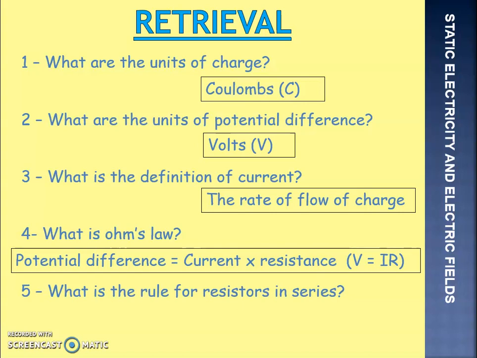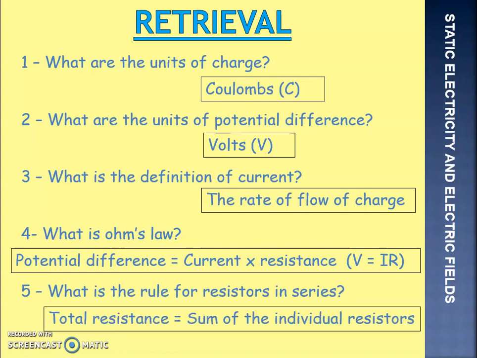And question 5. What's the rule for resistors in series? Total resistance of the circuit is the sum of those individual resistors.